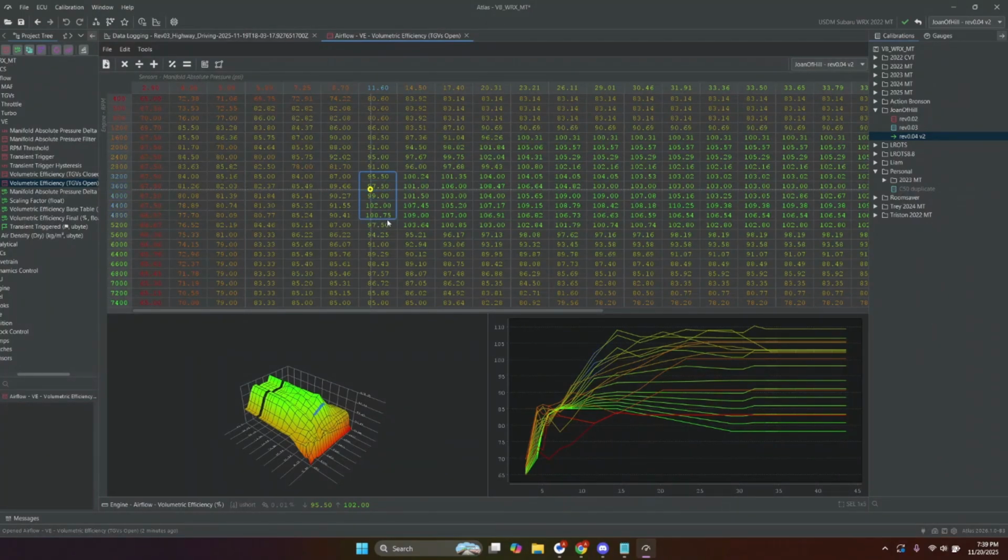Now again, I'd rather err on the side of caution. So what I'm going to do in this area, starting with these two cells, is multiply by about 0.925. So we're taking off 7.5% here.